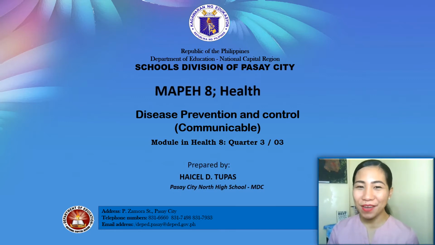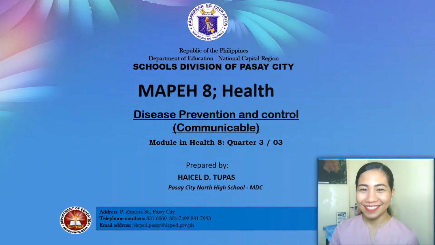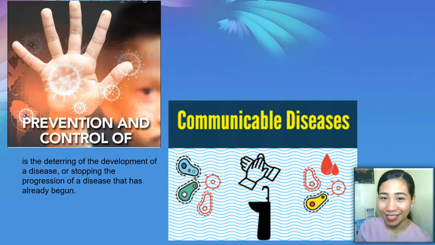And today, let us have our lesson in MAPEH Health with a topic titled Disease Prevention and Control: Communicable Diseases in our module in Health 8, Quarter 3. Are you ready? That's very good. So let's get started. When we say prevention and control, it is the deterring of the development of the disease or stopping the progression of the disease that has already begun.